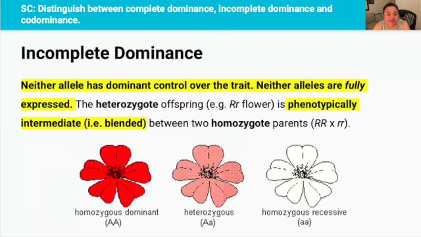Now let's have a look at the second pattern of inheritance, incomplete dominance. In this pattern of inheritance, neither allele is completely dominant over the other allele, hence incomplete dominance. When both alleles are present in the heterozygous genotype, neither allele is fully expressed. Instead, the heterozygote has a phenotype that's a blend of the two alleles.